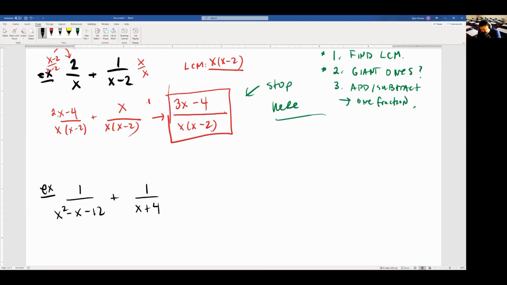Oh my goodness. Zounds. The word I just said was zounds. 1 over x squared minus x minus 12 plus 1 over x plus 4. That is quite the doozy. The biggest step, of course. What the heck is my LCM?